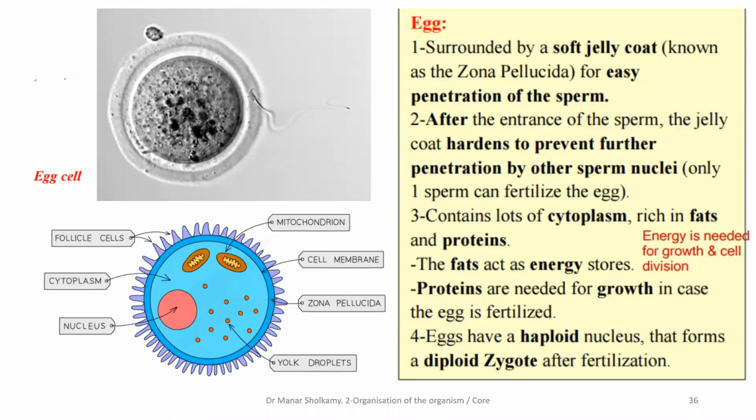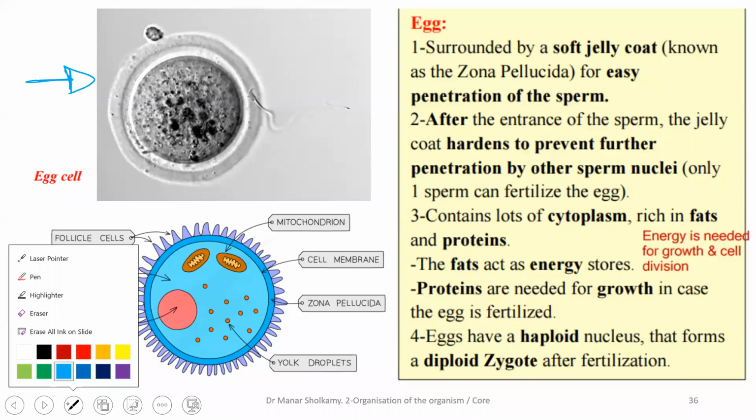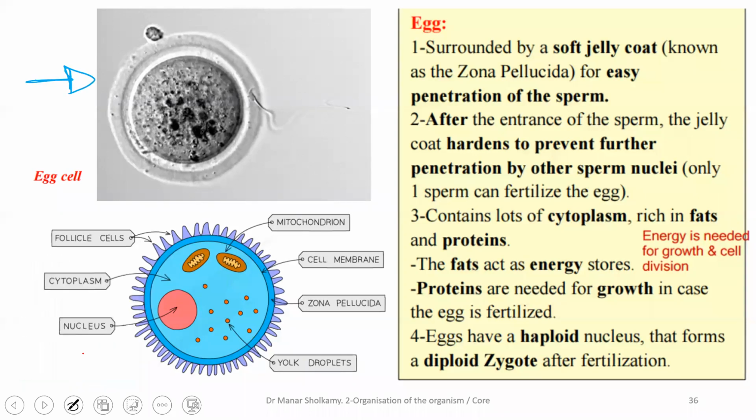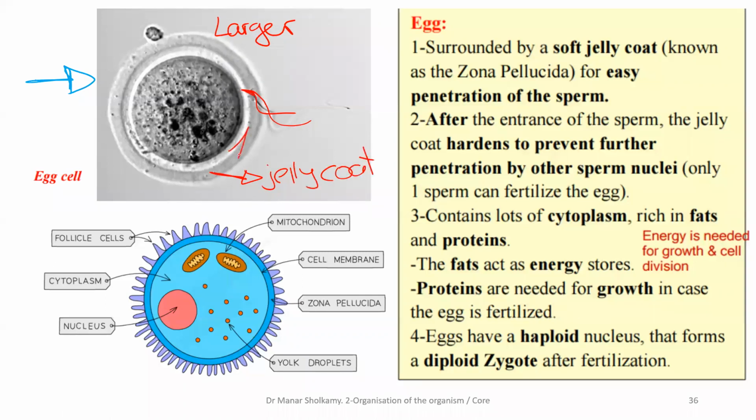Now, this is a very nice picture. This is a real picture under a microscope, showing an egg cell, and the sperm actually is penetrating it. I want you to notice the difference in size. The egg cell is much larger than the sperm cell. And this is the jelly coating that we're talking about. Jelly coat. The sperm has to digest this coat so that it enters. For you, just jelly coat is enough, but if you want to know the official biological name, it's called the zona pellucida, but you don't have to know it.